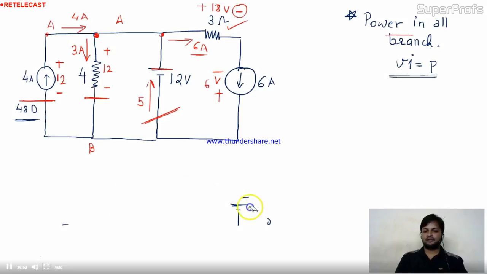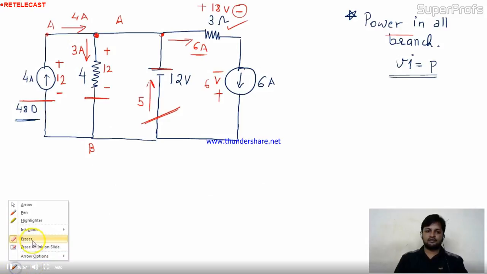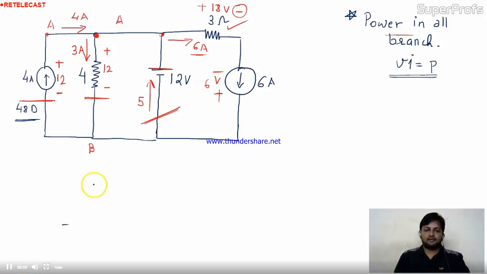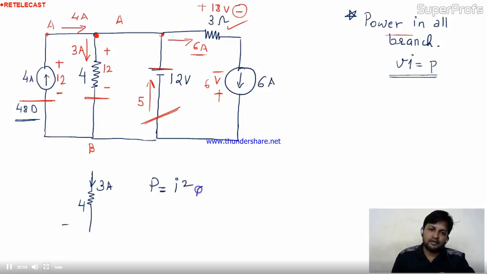Here it is. Now the next one is this 4 ohm resistance. Okay, fine. In the 4 ohm resistance, the current is 3 ampere. We discussed the power is nothing but I square R. We discussed 3 types of formulas there: I square R, V square by R, and VI.